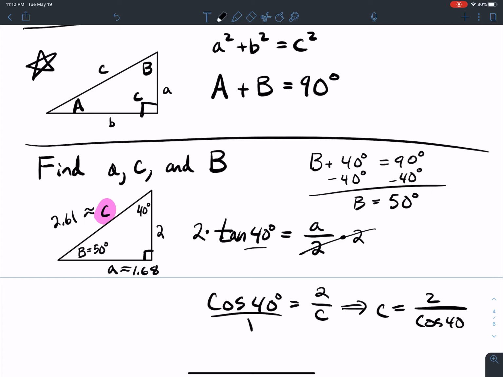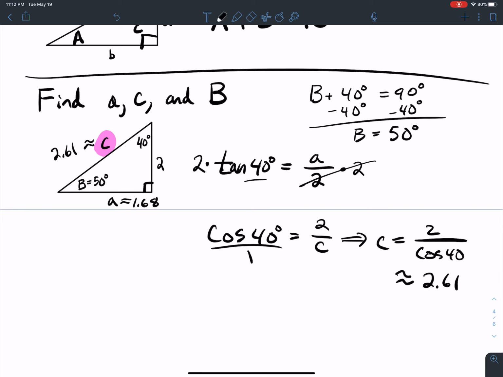So no big deal right there. If it asks you to solve around to 2 decimal places, then that's the best you can do. If it wants an exact answer, you leave it just like this. You would leave your answer just like that if it wanted an exact answer.